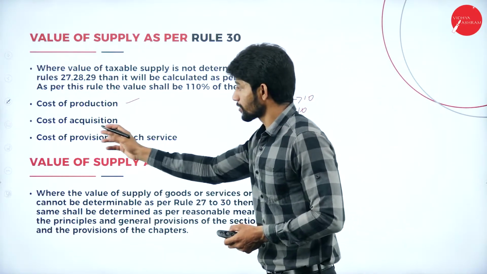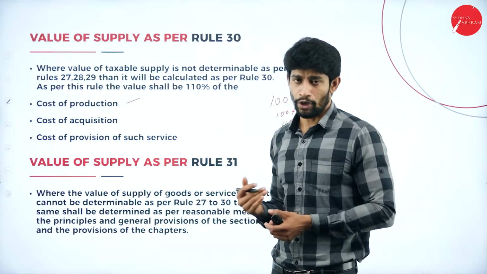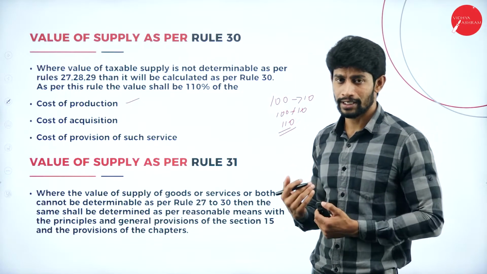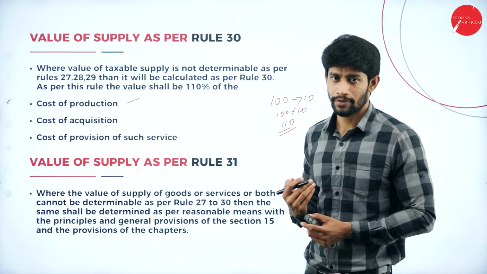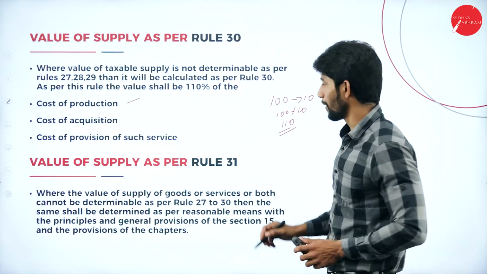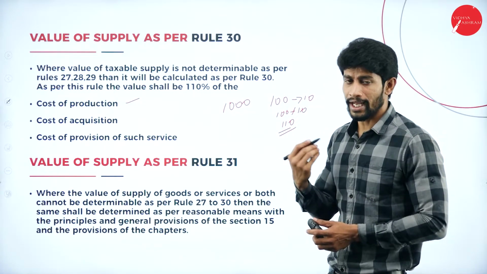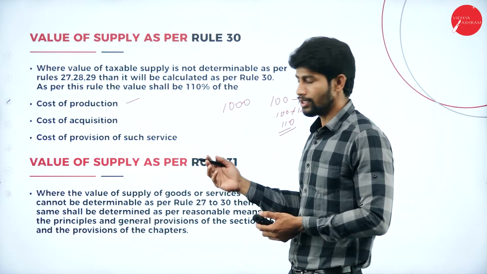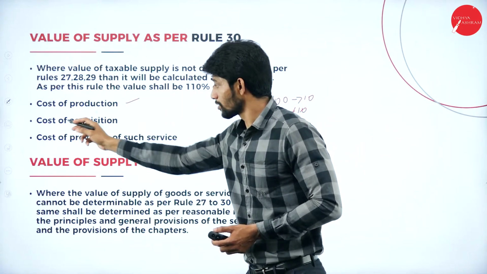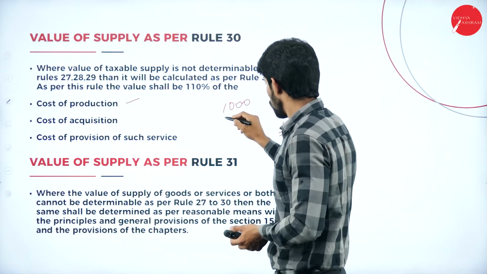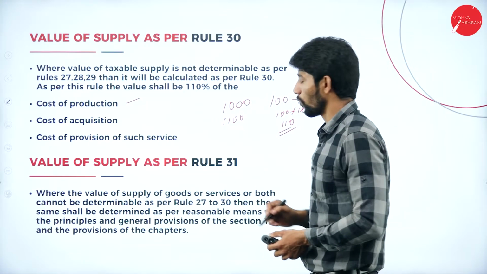Next, cost of acquisition. Yes, what I will do? I am going to purchase a product from a manufacturer. I am a wholesaler, purchasing a product from the manufacturer. I purchased the product by paying 1000 rupees to the manufacturer. So, my acquisition value is how much? 1000. So, 110% of the cost of acquisition. The amount comes to 1100.